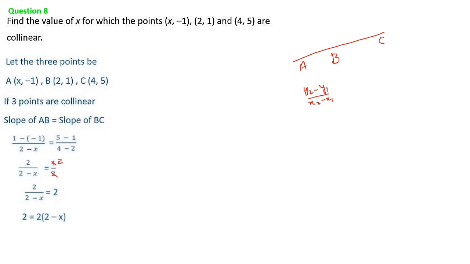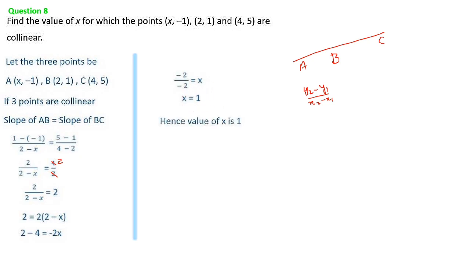That is, 2 is equal to, cross multiply, 2 into (2 minus x). When you remove the bracket, 2 into 2 gives 4. That 4 we can take to the left side. So 2 minus 4 is equal to 2 into minus x, which is minus 2x. 2 minus 4 is minus 2, and there is a minus 2 with x, so dividing, 2 by minus 2 is equal to x. Then x is equal to 1. So we have got the value of x as 1.